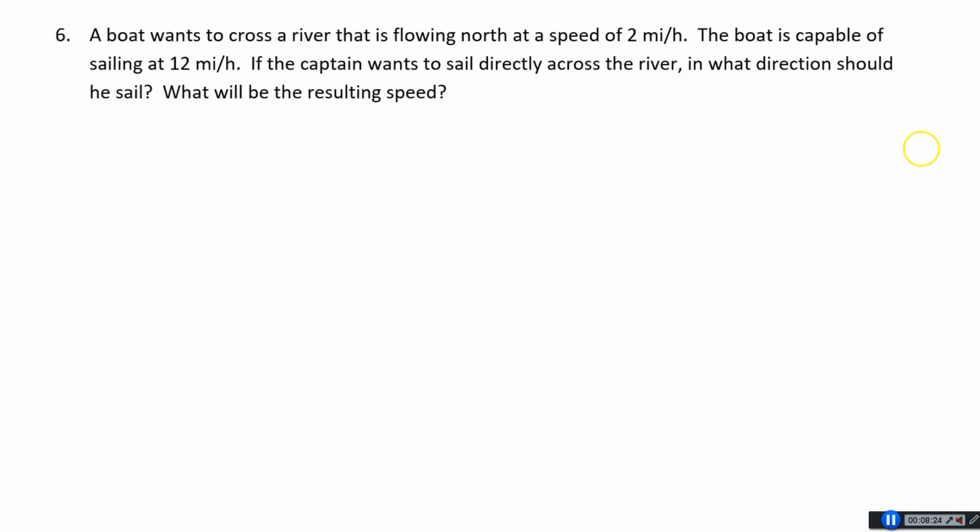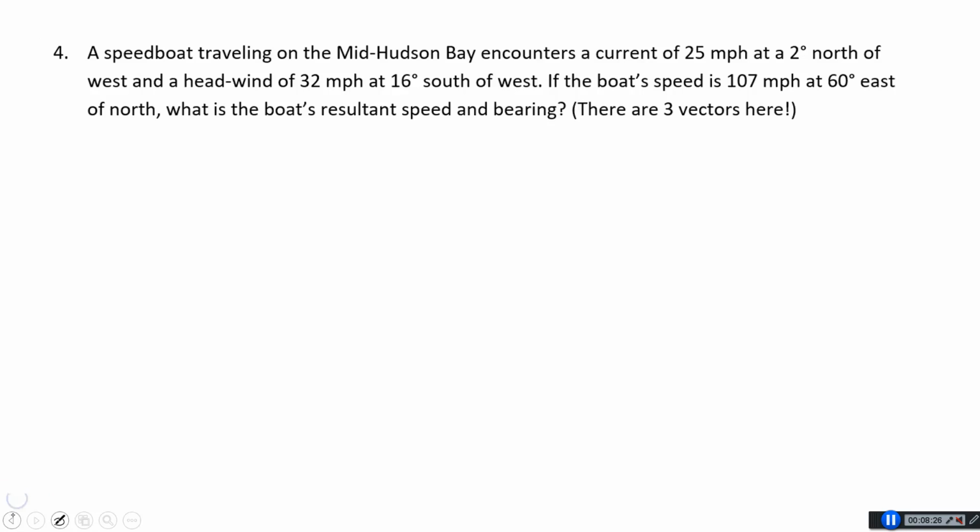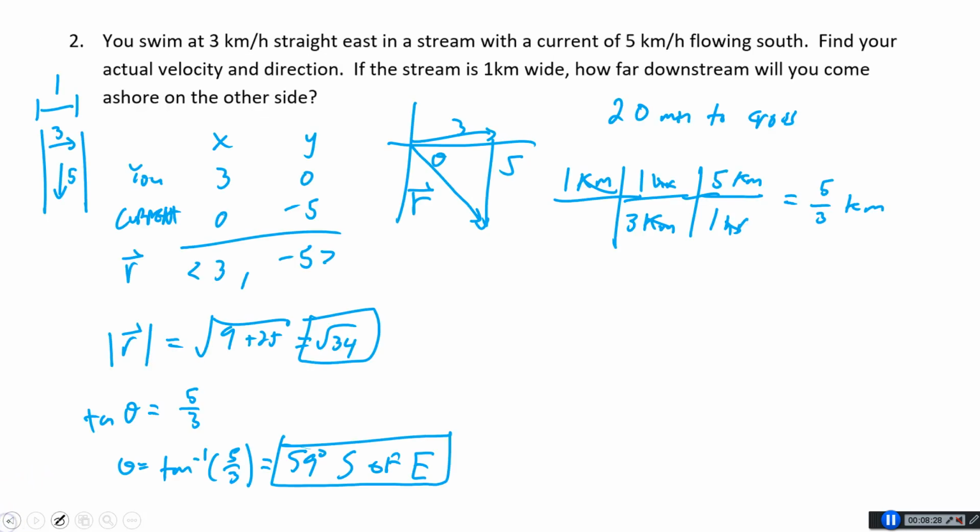So the 20 minutes it takes you to cross the stream, the current will move you down 5/3 kilometers. Cool.